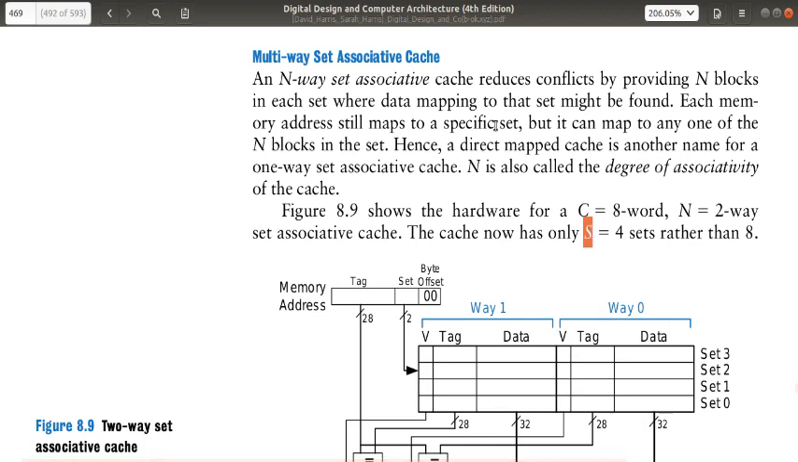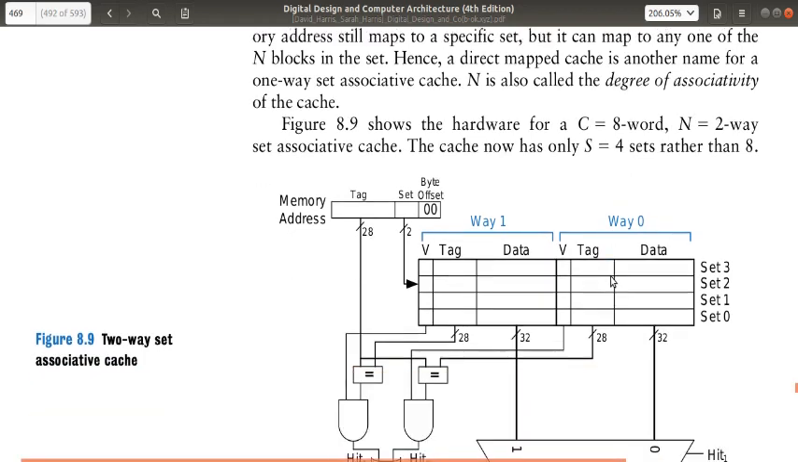Now here, for this example, we are taking the same cache which is of size 8 words, but we are making n equal to 2, that is a two-way set associative cache. So this is how it will look. The total capacity is only 8 words, but there are 4 sets of 2 blocks each. This is the first block, this is the second block. Block 1, block 2. Again, for each set there are 2 blocks. So 4 sets of 2 blocks each, that is 8 blocks.